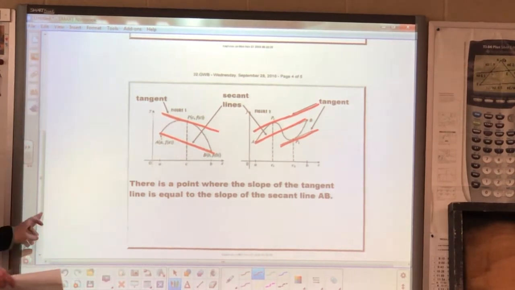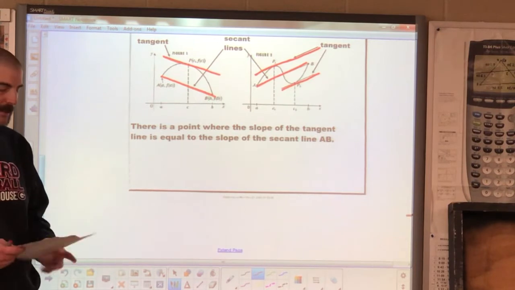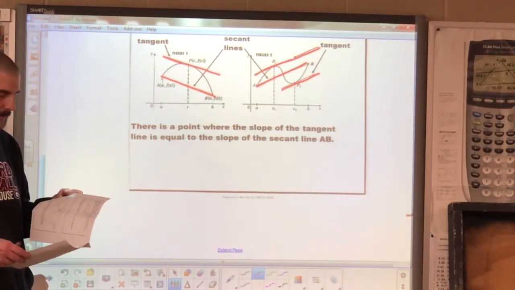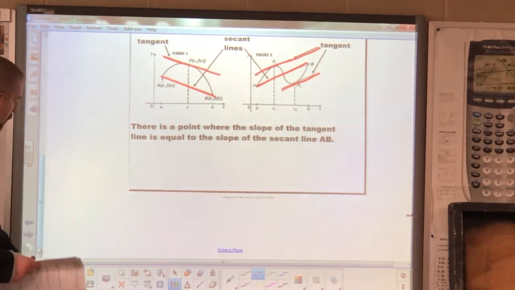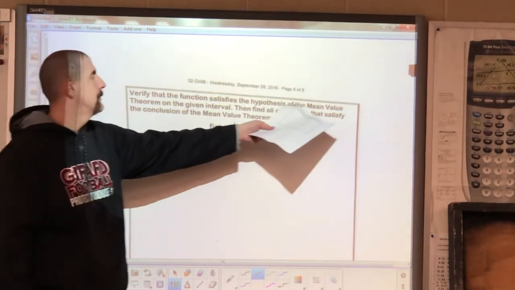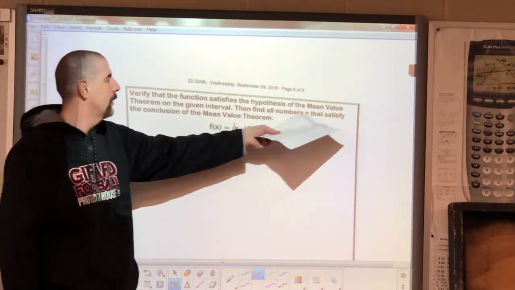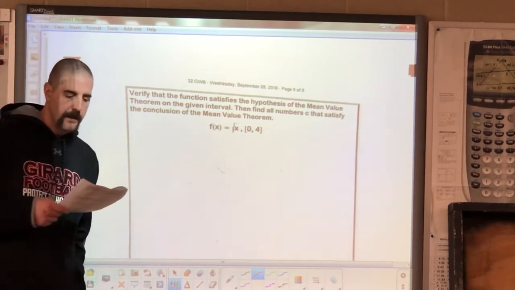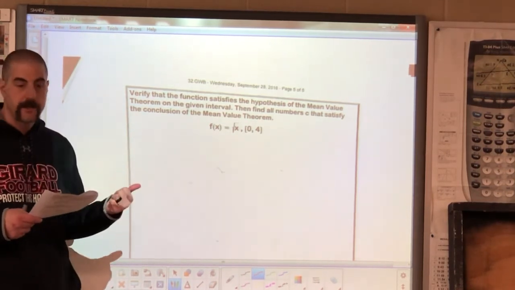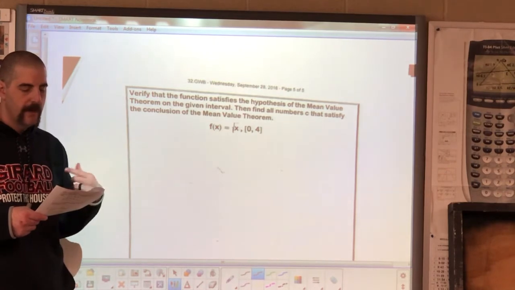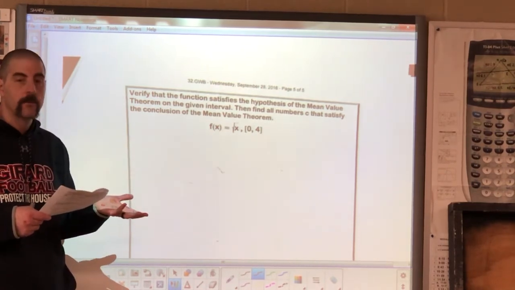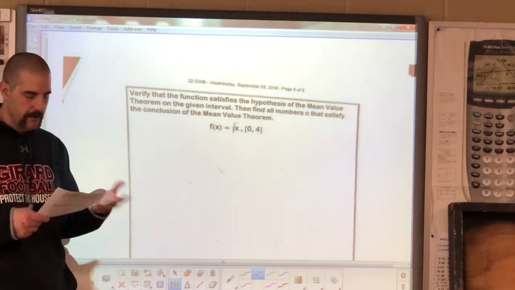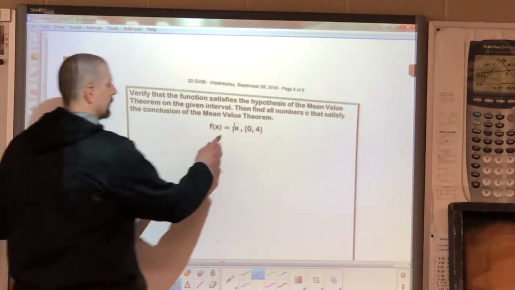Okay? Again, more of a definition question, not so much a problem that we're going to go and solve. But what we are going to do is verify that a function satisfies the mean value theorem on the given interval, then find all numbers c that satisfy the conclusion. So what we first have to do is say it's differentiable, and then we have to find x equals c. Find that number.